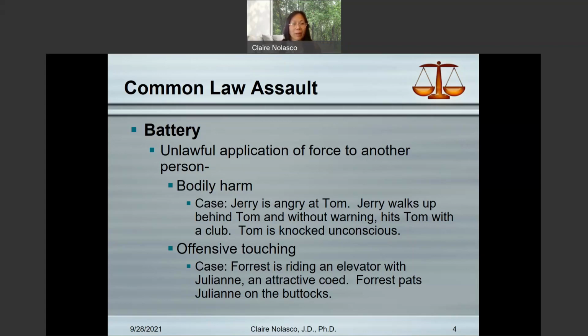Let's look at this case of bodily harm. Jerry is angry at Tom. Jerry walks up behind Tom and without warning hits Tom with a club. Tom is knocked unconscious. This is battery by the infliction of bodily harm. Let's look at this next case. Forrest is riding an elevator with Julianne, an attractive co-ed. Forrest pats Julianne on the butt. This would constitute battery by offensive touching.